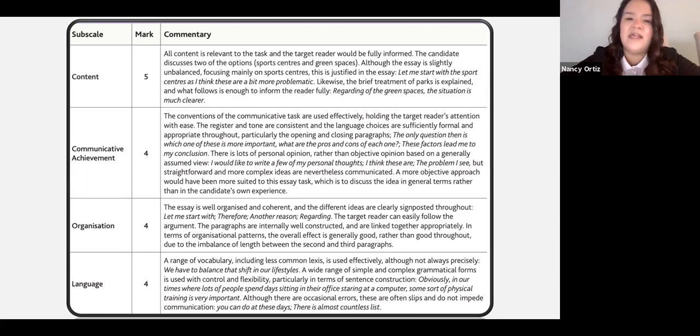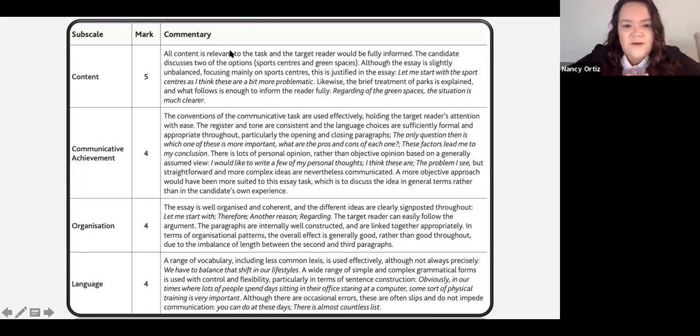Okay, so again, you see, we value personal opinion. A more objective approach would have been more suited to this task, which is to discuss the idea in general terms rather than in the candidate's own experience. So you want to find a balance, even though personal experience is well seen, as in the previous one. Here there was no balance, just personal, no facts. If the person would have included more facts, the person would have gotten a 5, which is the highest.